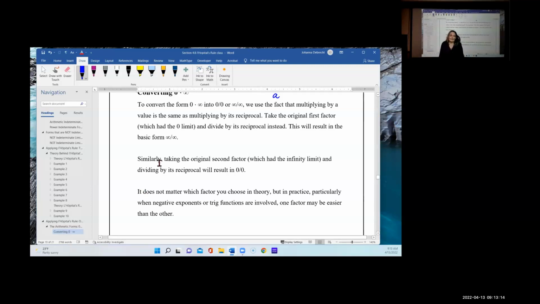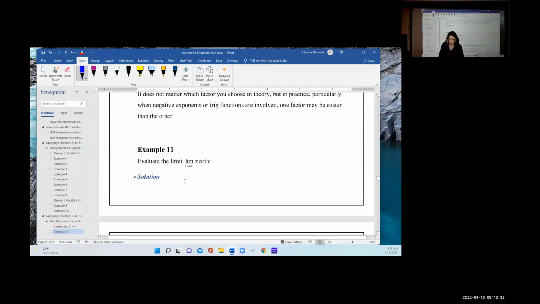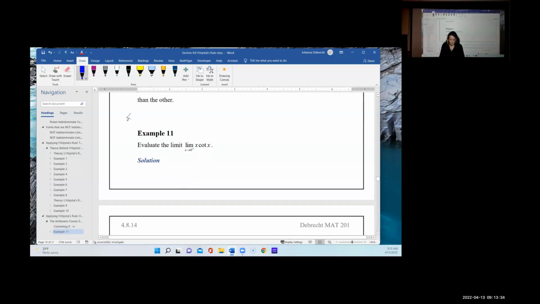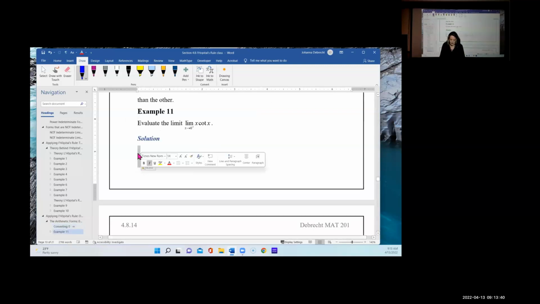Now, in theory, it doesn't matter which one you pick to convert, but in practice, particularly when you have negative exponents involved, one conversion may be easier than another. So in theory, either way will work. In practice, one may be easier than the other. So we're going to start with this example here. We have the limit as x approaches 0 from the right of x times the cotangent of x.